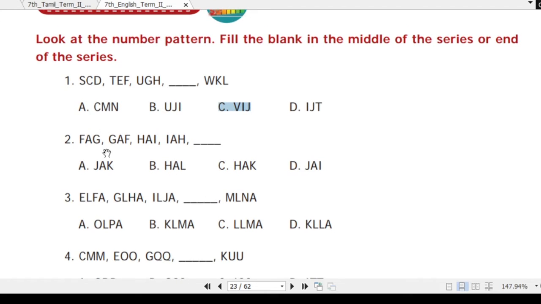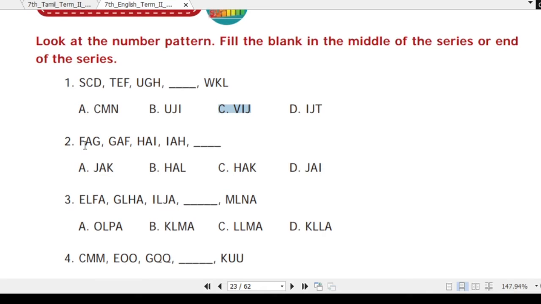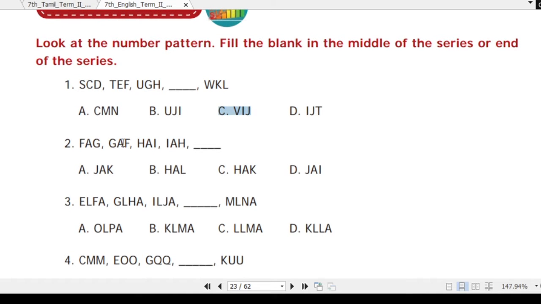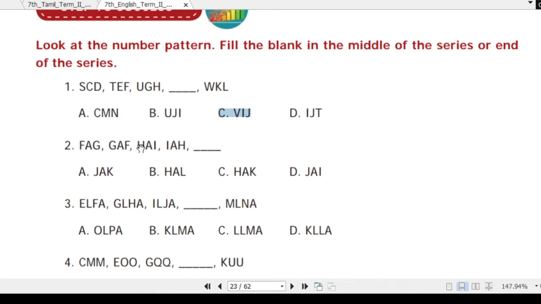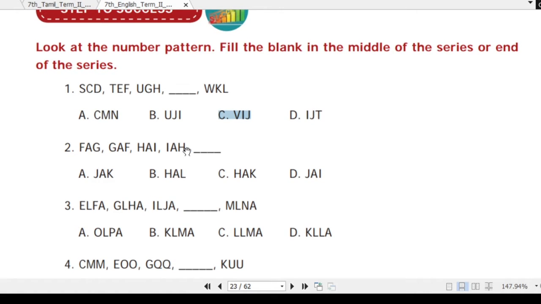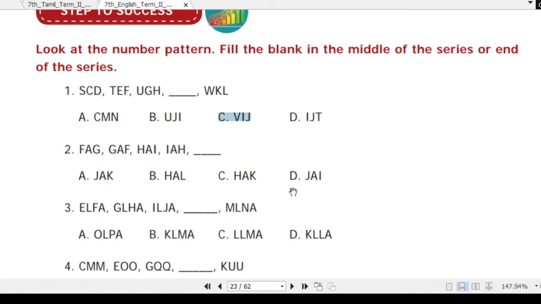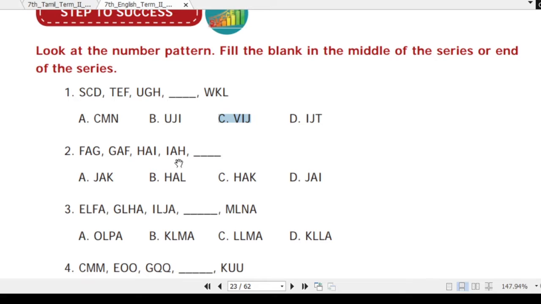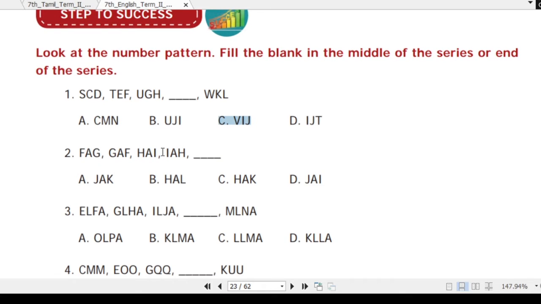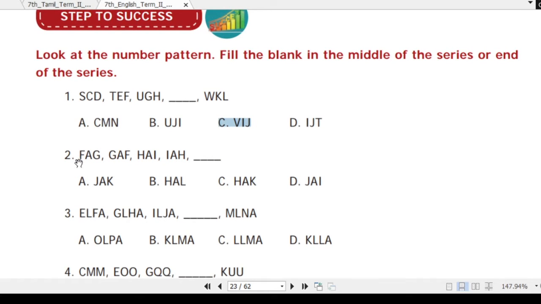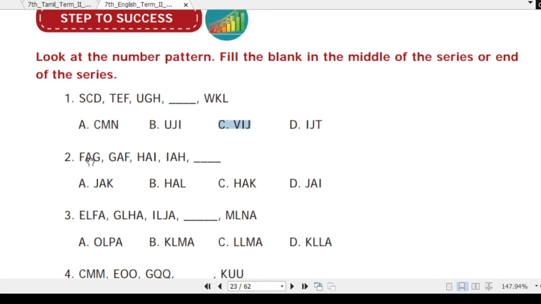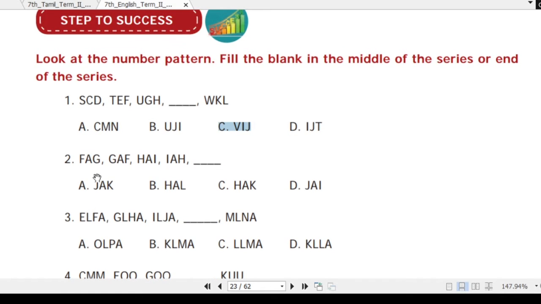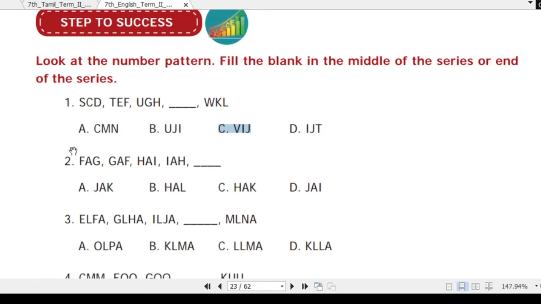Then come to the second pattern. F A G G A F H A I A H. So the middle letter should be A. Correct? In all the patterns we have A. First F A G. You forget F A. You forget A. What is coming?